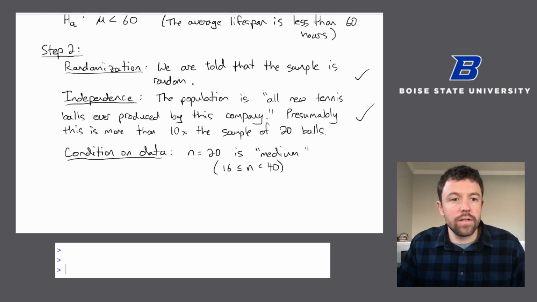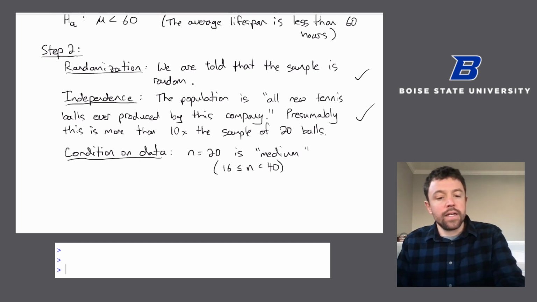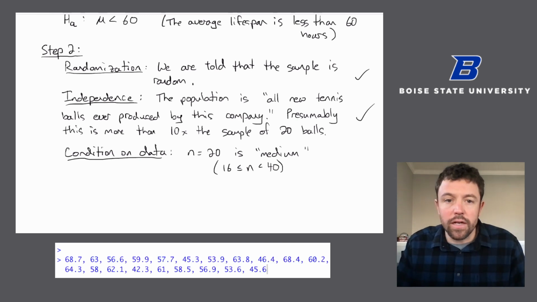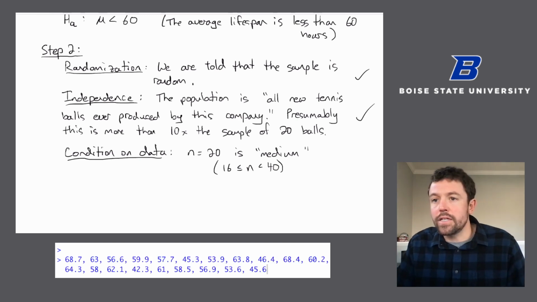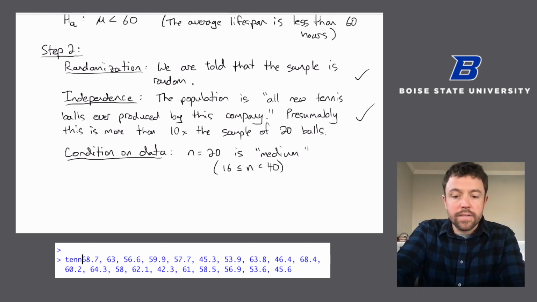And so what I'm going to do is I have this data set written as a comma separated list. So I'm going to paste it into RStudio. And I actually need to name it, so I'll call it tennis.